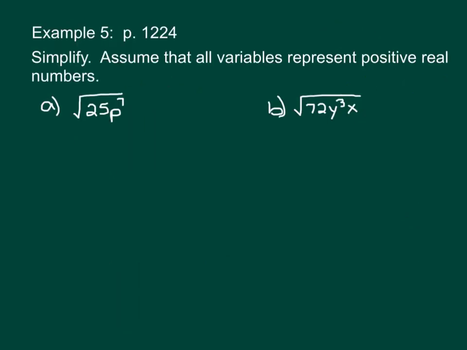Example 5, simplify. Assume that all variables represent positive real numbers. So A, the square root of 25p to the 7th. 25 is a perfect square, which is 5. And then p to the 7th, the square root of that. Remember, 7 divided by 2 is 3, which means it's going to be p to the 3rd. And then I have 1 left over, my remainder 1, so it's just going to be p to the 1st inside the radical.